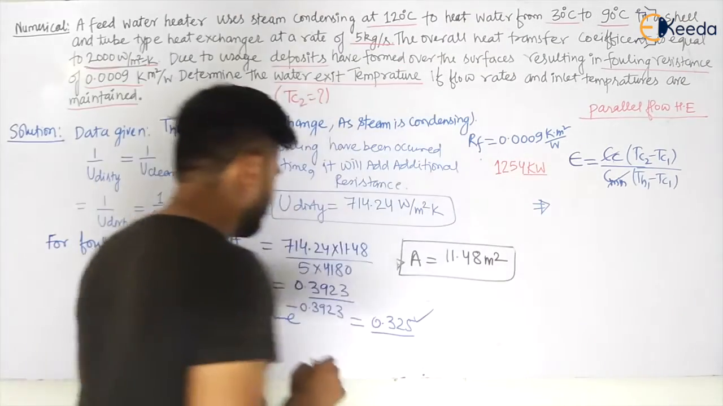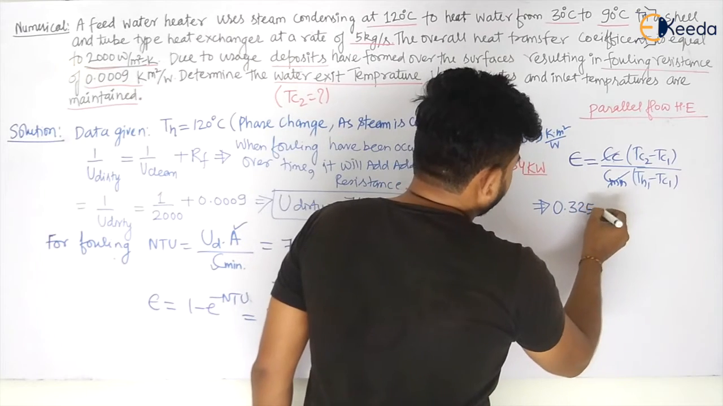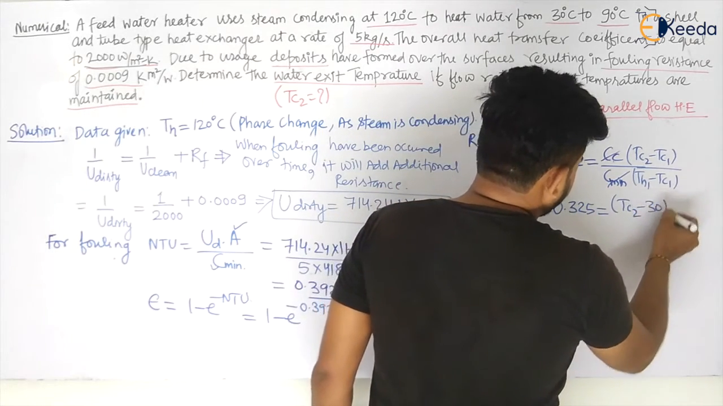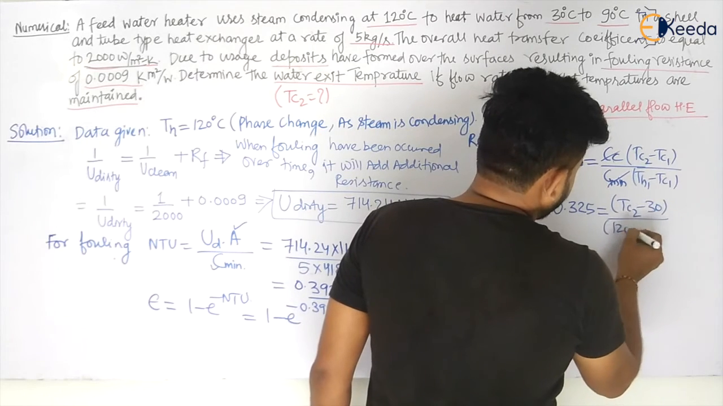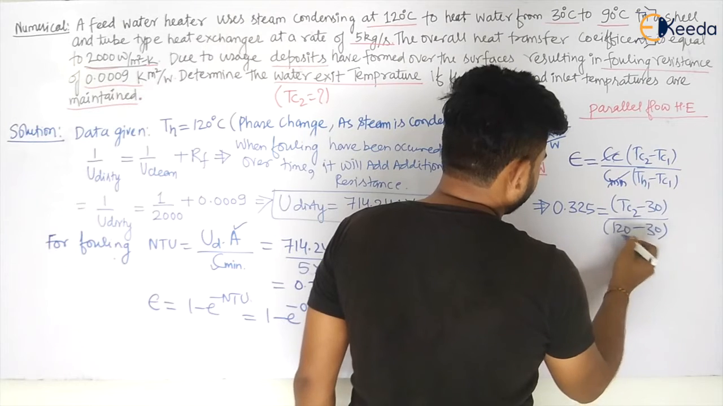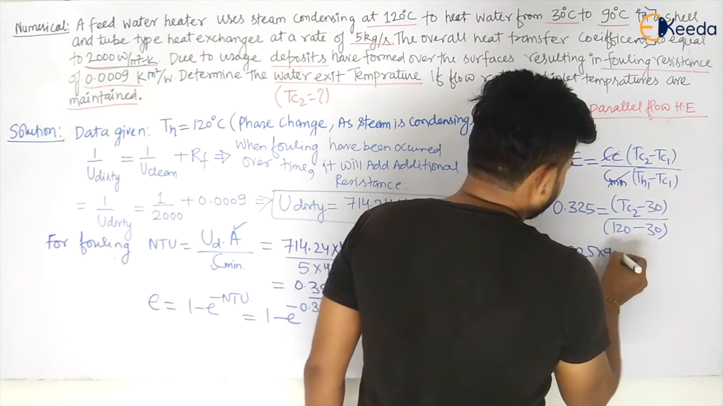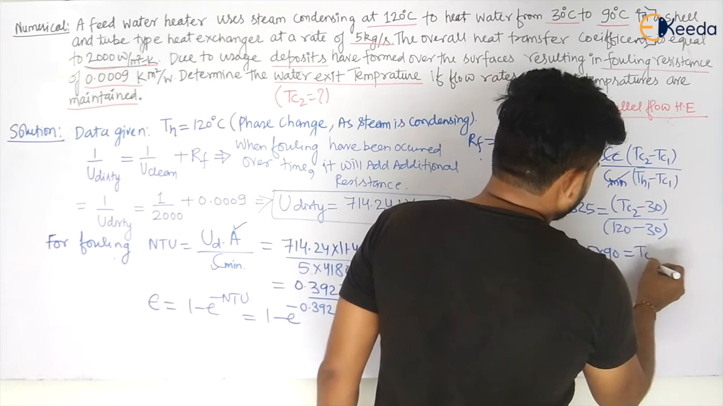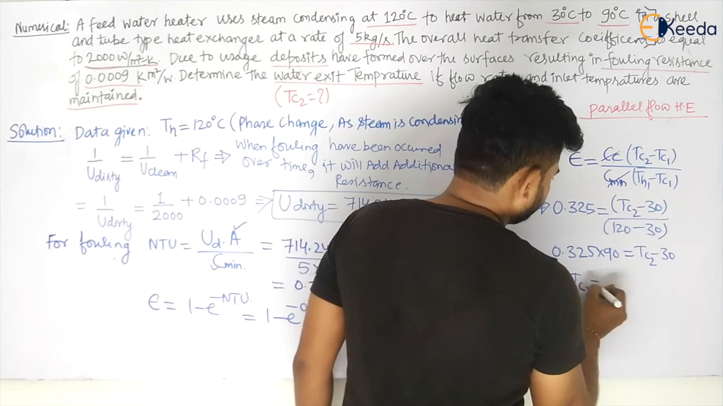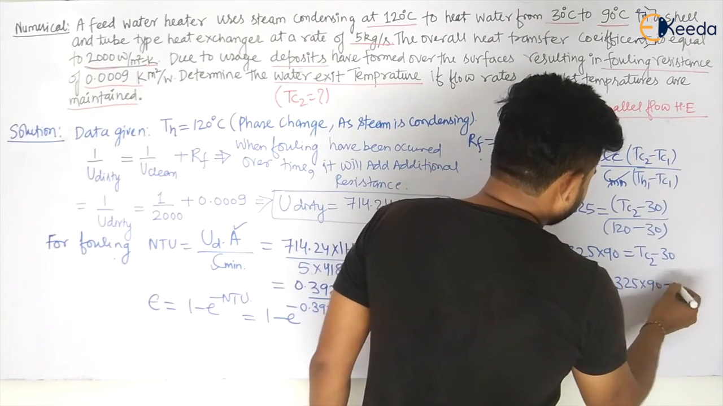So what will be the value of effectiveness? 0.325. And this will be equal to TC2, which we have to calculate. TC1 will be unaltered. TH1 is 120 minus 30, so that is 120 minus 30, which is equal to 90. So 0.325 into 90 is equal to TC2 minus 30. So we will have that TC2 is equal to 0.325 into 90 plus 30.